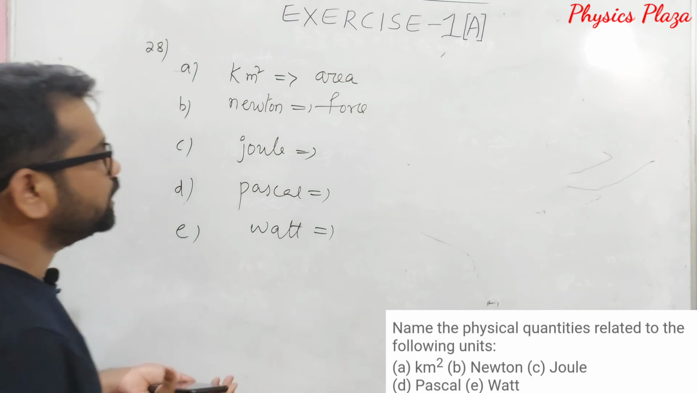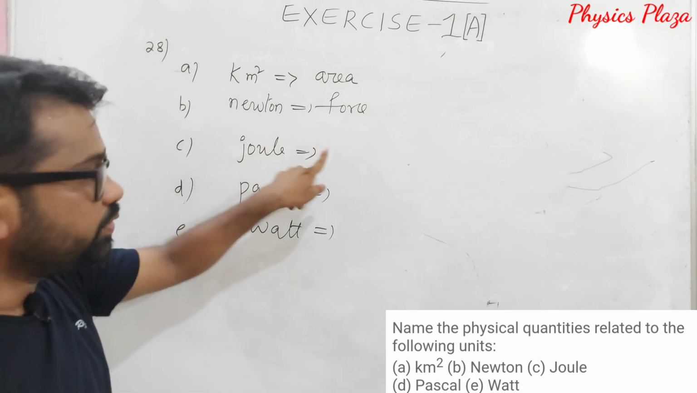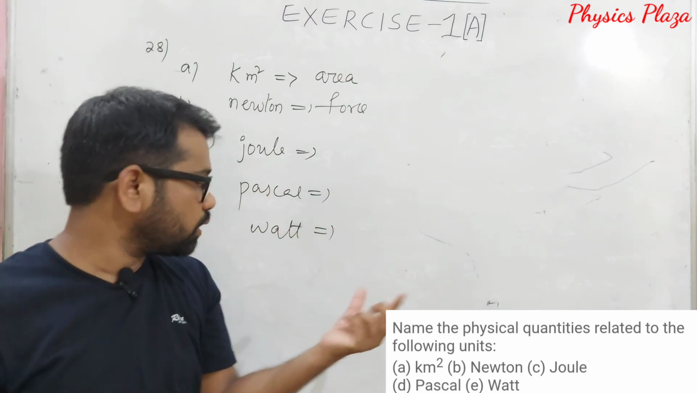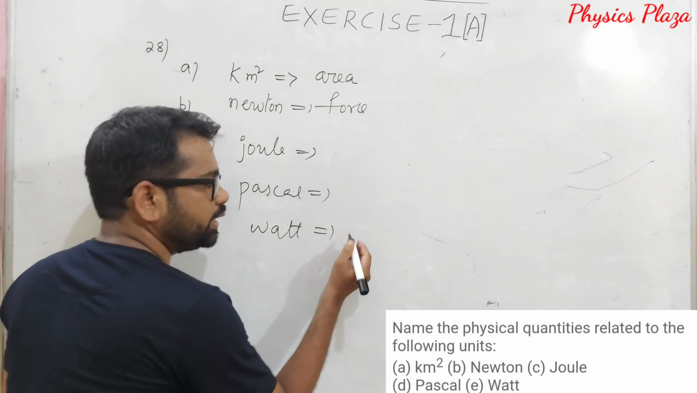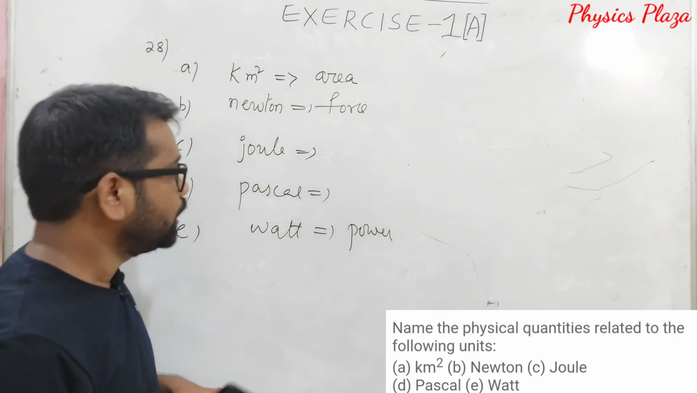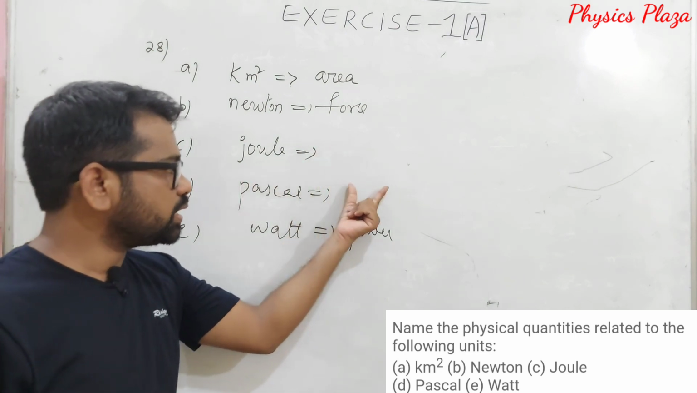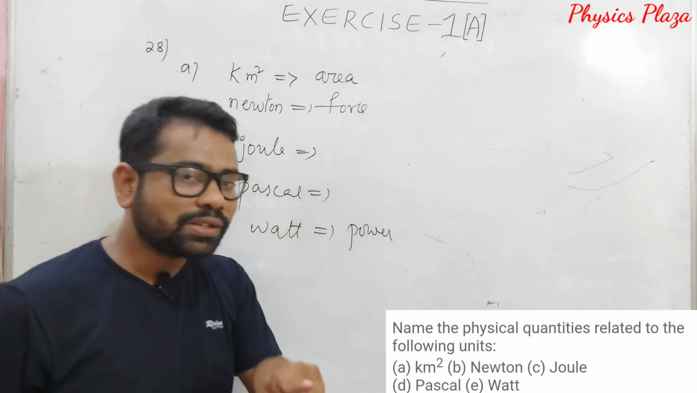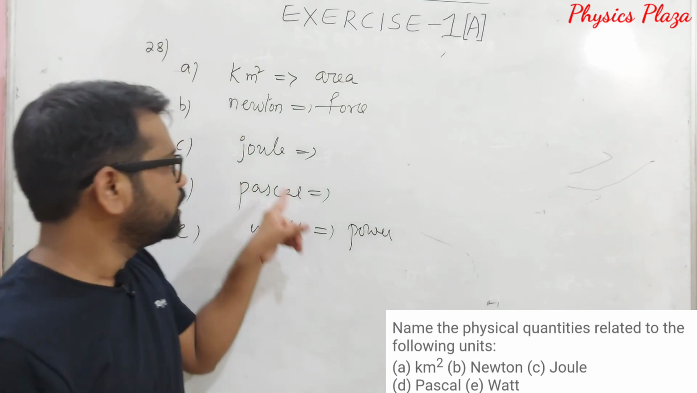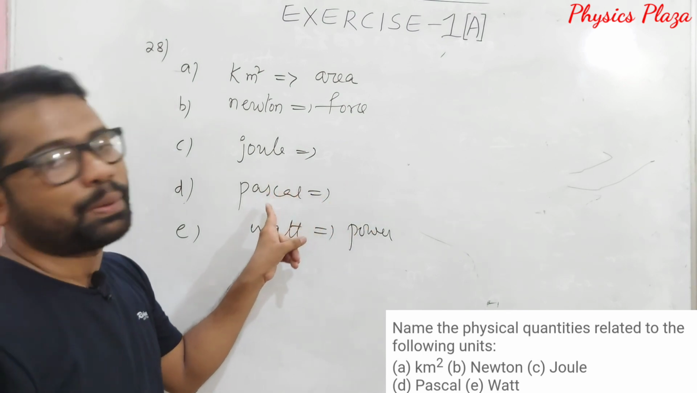So children, can you try? Joule is a unit for which physical quantity, and Pascal is used to measure which physical quantity? For watt I will write it is power. What you have to do now: which physical quantity is measured in joule? Which physical quantity is measured in Pascal? Just pause the video and comment the answer, children.